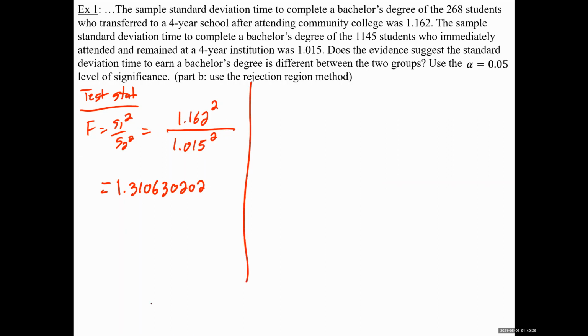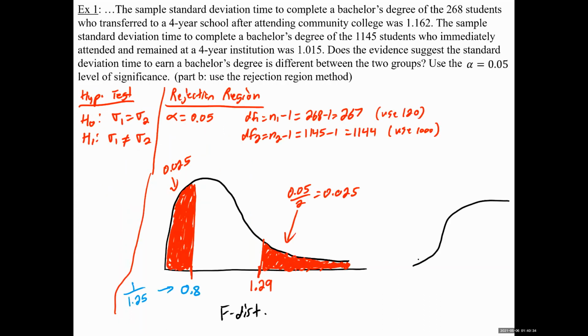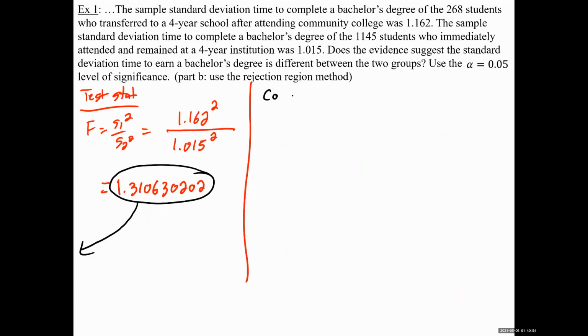Then you go and check to see where your test statistic lands in your rejection region picture. So I'm going to go back to the previous picture. Remember, the number was 1.3106, 30202. It's bigger than 1.29. It's 1.3 something. So we land in the rejection region. Since we land in the rejection region, that means the conclusion is that we reject H0.